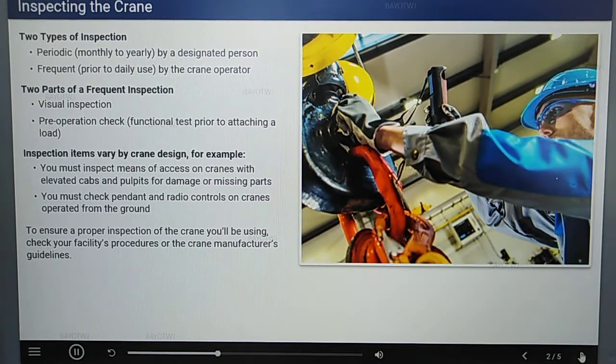There are two parts to a frequent inspection: the visual inspection and the pre-operation check, which is a functional test that takes place prior to attaching a load to the crane.